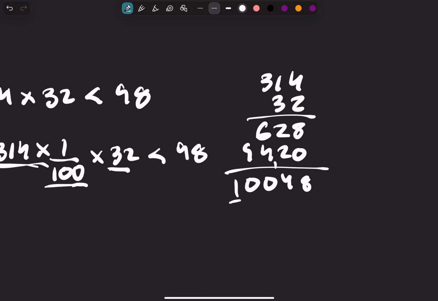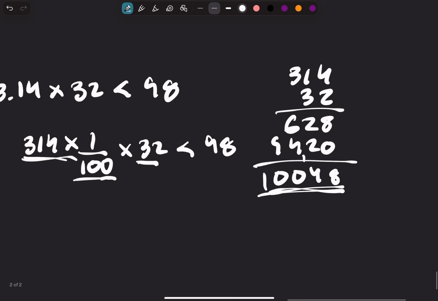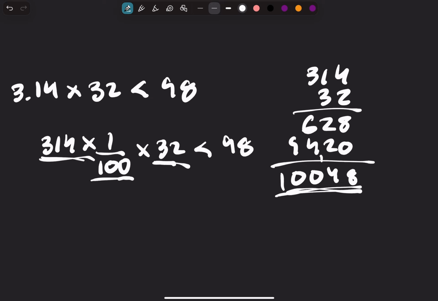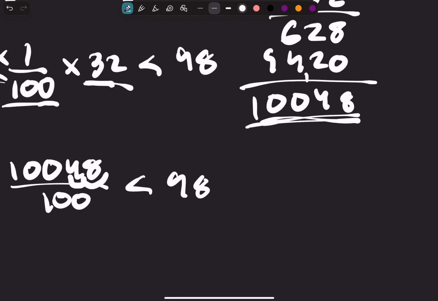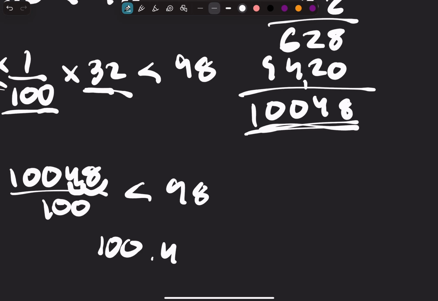Is that correct? 30 times 30 is 900, so times 300 would be about 9,000. That looks about right. So we know that we have this times this, which is 10,048, and that's being divided by 100, right? For the inequality to hold, it has to be less than 98. But if we divide this by 100, then that's going to be 100.48, which is not less than 98.